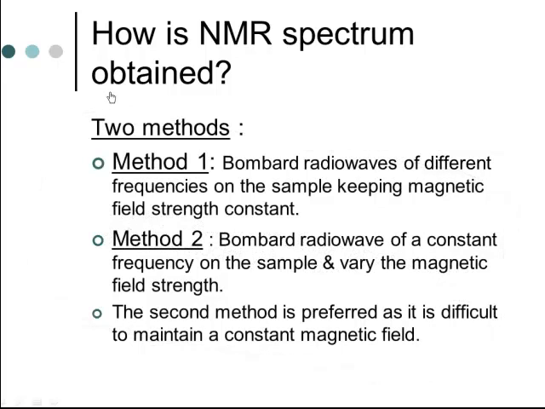That means, what is the technique used for obtaining the NMR spectrum? So there are two basic methods. One method involves bombardment of radio waves of different frequencies on the sample, keeping the strength of the magnetic field constant. And the second one involves bombarding the sample with a radio wave of constant frequency but varying the magnetic field strength around the sample. Now, the second method is highly preferred as it is very difficult to maintain the magnetic field strength at a constant value.